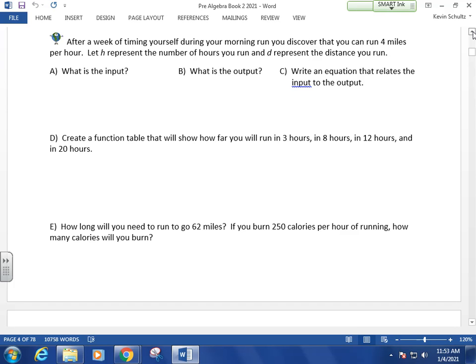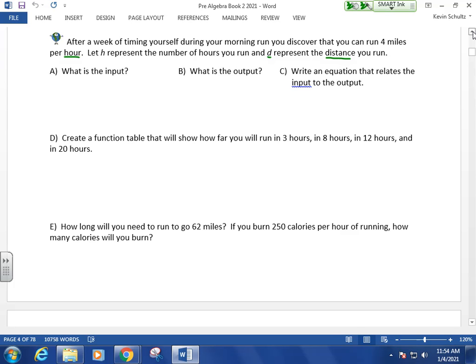Okay, so here's the situation. After a week of timing yourself during your morning run, you discovered that you can run 4 miles per hour. Let H represent the number of hours you run, and D represent the distance you run. Well, first of all, what's up with H and D here? I thought we were talking about X and Y. Well, as it turns out, a variable is just something that represents a value. X and Y, when you're talking about graphing things, are the most common variables, but other variables can be used as well. In this case, we're using H because it's hours, number of hours you run, and D for distance. So it kind of helps us remember what these variables each represent.